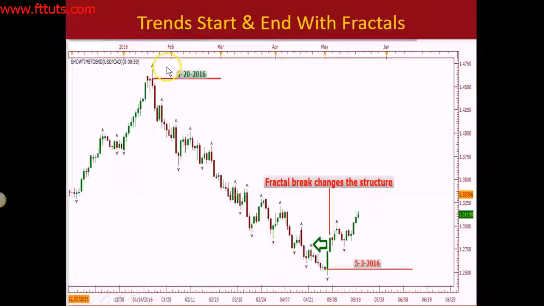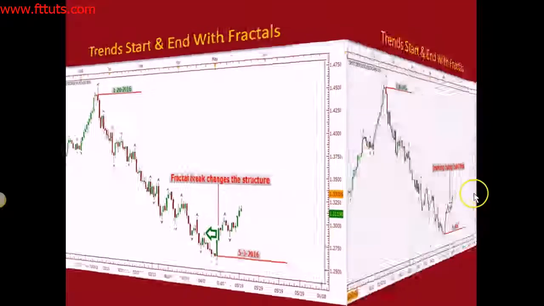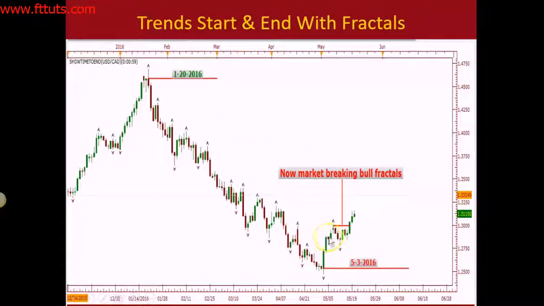Again, your trend starts and ends with a fractal. Your first fractal break changed the structure right here. The first bull fractal break changed the structure of this bear market. And when it changed that structure, the market started going to the upside. You can see we violated, and now we violated another bull fractal. So first we violated this bull fractal, made another bull fractal, and we violated it. Definite sign that the market's going to the upside now.